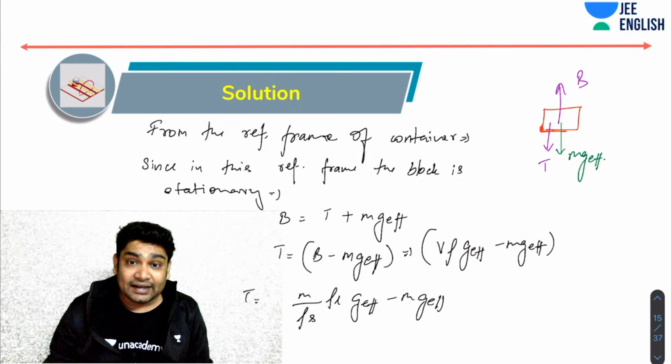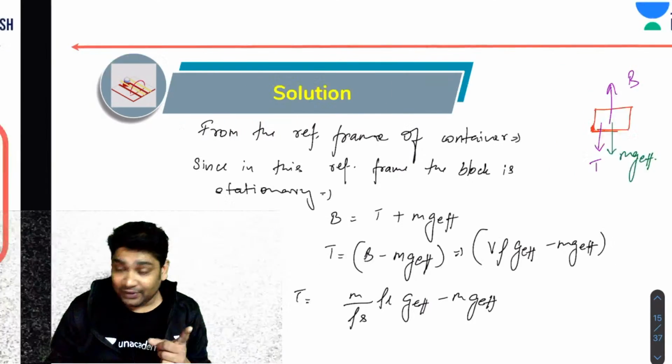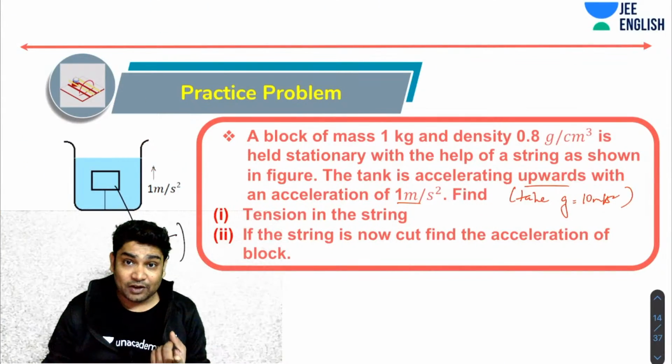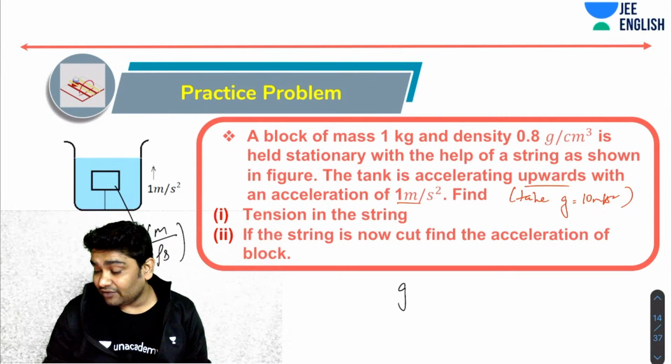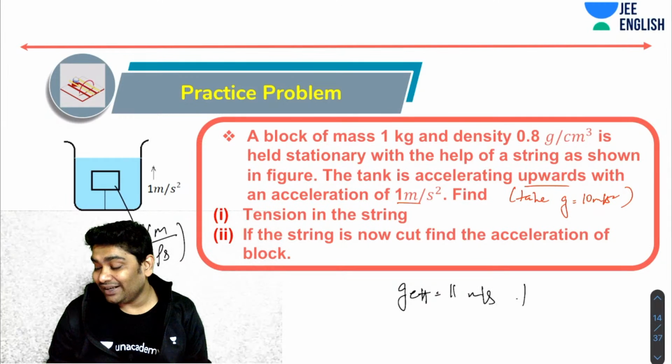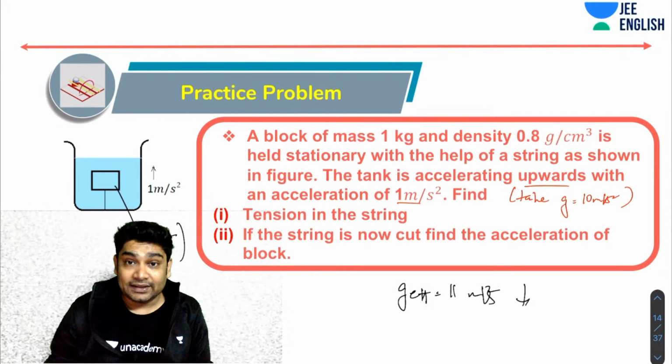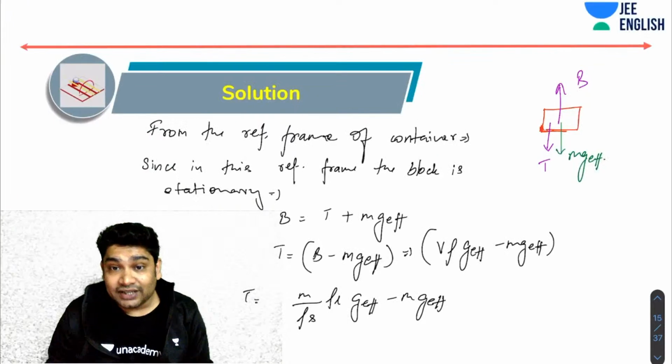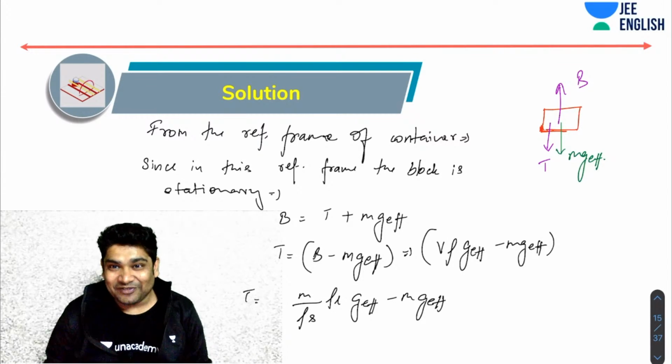Now since the container was going up with an acceleration of 1 meter per second squared, what is the value of g effective? What I'll realize is g effective obviously is 11. In the reference frame of the container, the effective value of g is 11. Amod says 5 newtons.